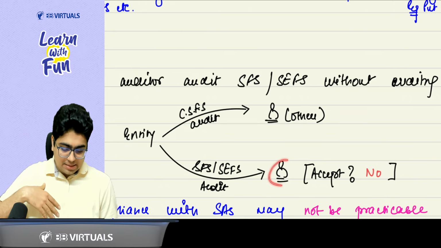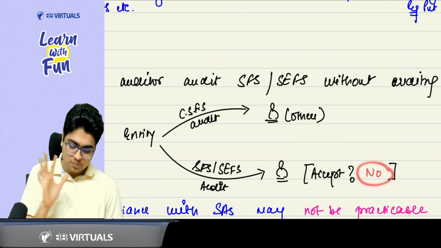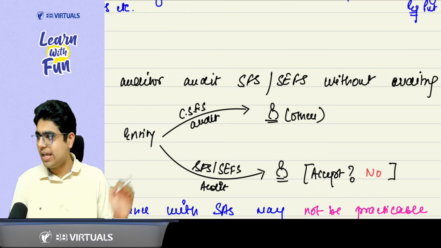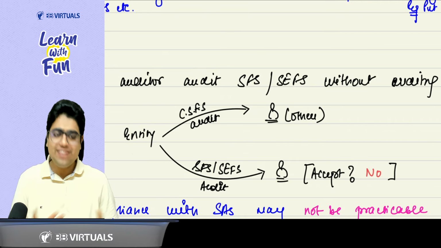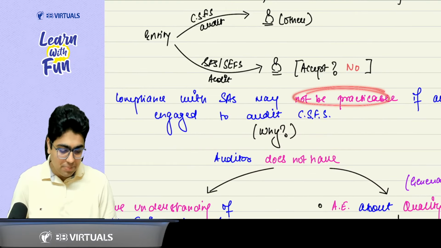So can I, as a person, accept the audit of only the SFS or only the audit of SEFS? The answer is no. You cannot accept the audit of a single financial statement or specific element if the complete set is audited by some other person. Why, sir? Why can we not accept such an audit alone? Because it may not be practicable.